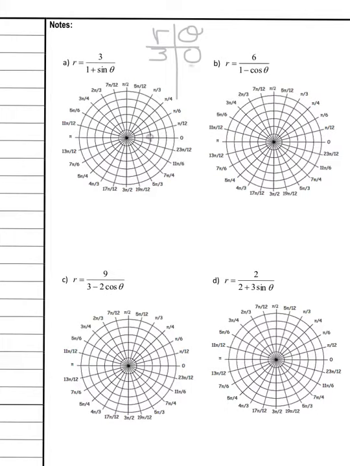Next one is pi over 2. Sine of pi over 2 is 1. 1 plus 1 is 2, so that gives me 3 over 2. So I'm going to go up 1.5. Okay, my next angle is pi. Sine of pi is 0, so once again that gives me 3. And then my last one is 3 pi over 2.